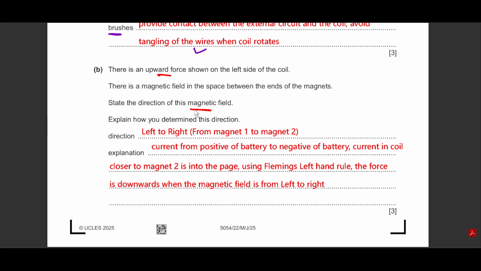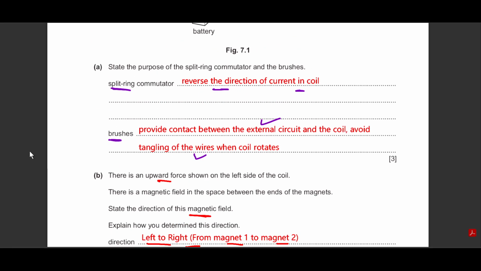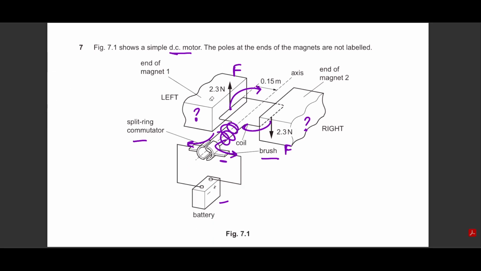Now we want to find the direction of the magnetic field. The direction is from left to right, or from magnet 1 to magnet 2. The direction of the magnetic field is supposed to be left to right. But how do we get to this conclusion? How do we know this? It is in this direction, that this is north and this is south.